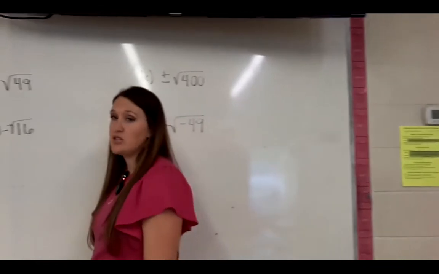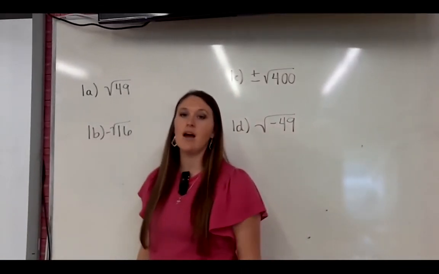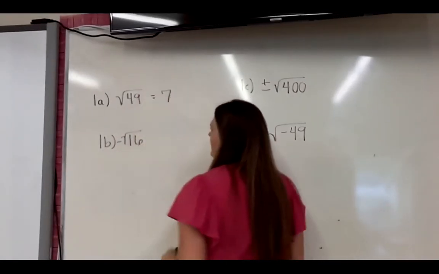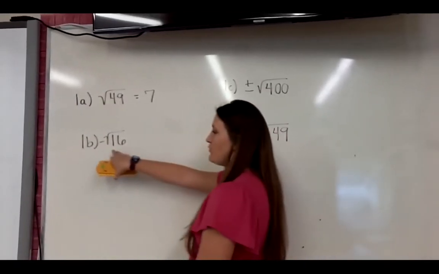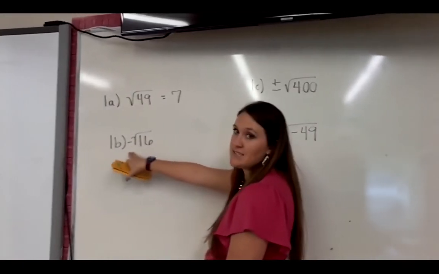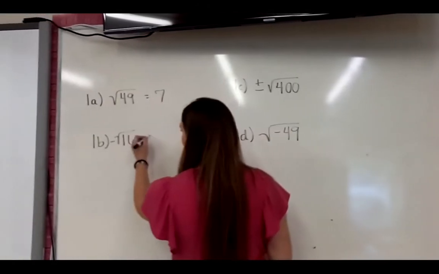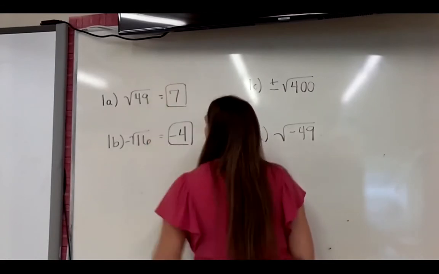Okay, so these should have been pretty easy because we can plug them in the calculator. So 1A, the square root of 49, if you plug that in your calculator, it is 7. That one's pretty easy to do in your head. We know 7 times 7 is 49. On 1b, we have negative square root of 16. Since the negative is outside, you do the square root of 16 first, which is 4, and I still have that negative. So it's negative 4.